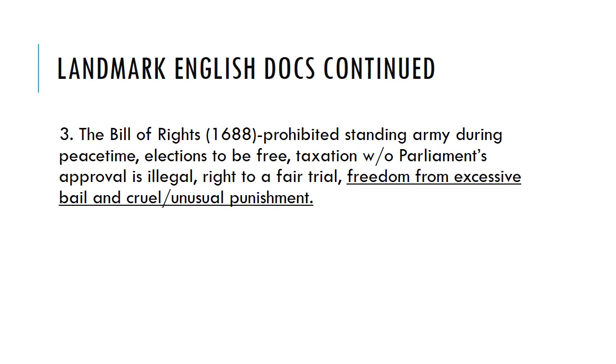And finally, we have the third, which is the Bill of Rights, 1688. It prohibits standing armies during peacetime, requires elections to be free, makes taxation without Parliament's approval illegal, and guarantees the right to a fair trial, freedom from excessive bail, and freedom from cruel and unusual punishment. We see these again in our Bill of Rights, and our title of Bill of Rights wasn't even an original thought. Obviously, they came out with it in 1688, long before 1789. Okay, almost 100 years.